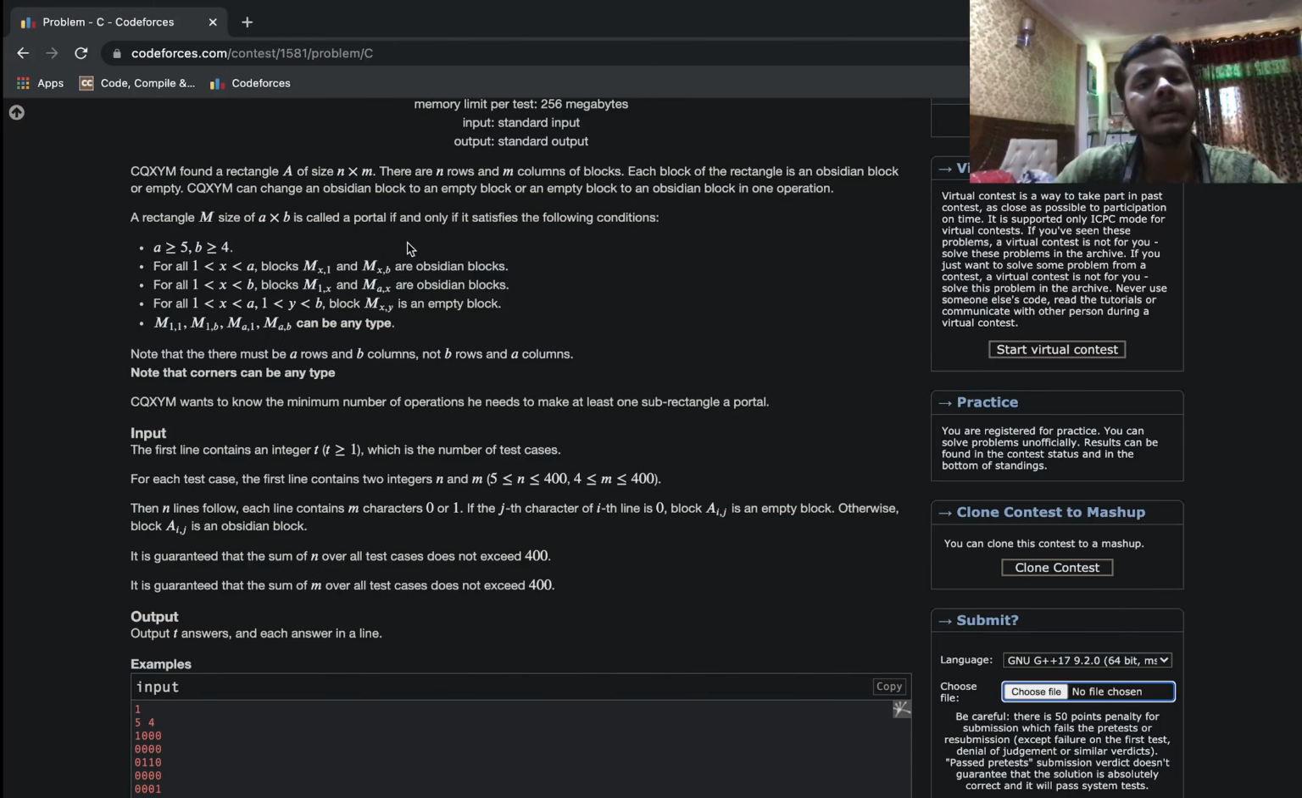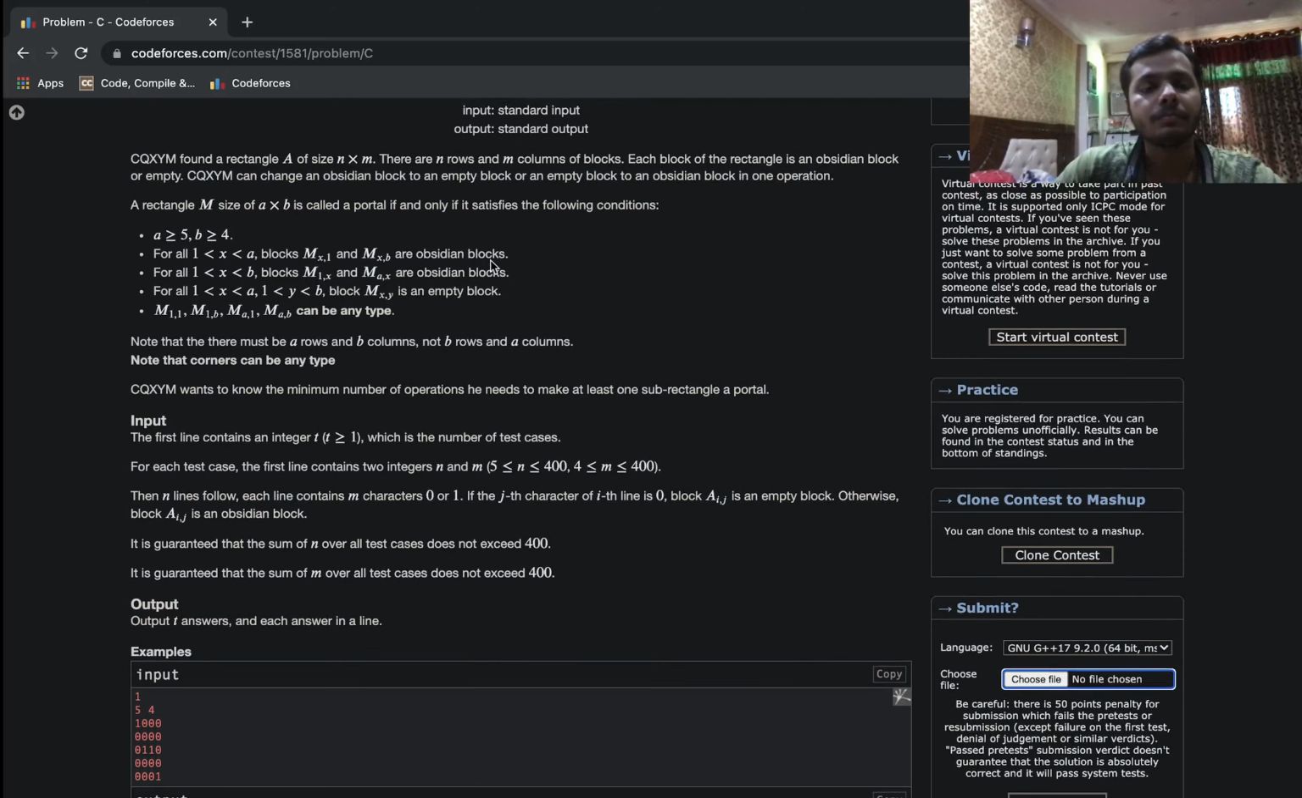And finally, you need to tell the minimum number of operations required so that you get a subgrid of size a cross b, where a is greater than or equal to 5 and b is greater than or equal to 4. That is, the number of rows in your subrectangle has to be greater than or equal to 5 and the number of columns has to be greater than or equal to 4. And here are a few conditions, right?